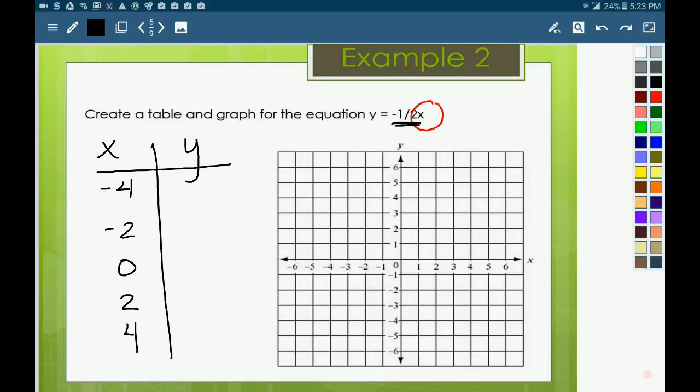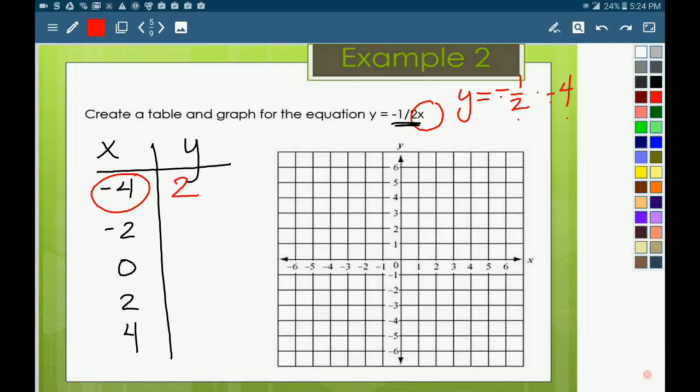So what I'm going to do is I'm going to show some work here and then I'm going to do it in my head. So y equals -1/2 and then I'm going to plug in -4 first. So times -4. Now you can type this in your calculator. I'm going to do this in my brain. I know that 1/2 of 4 is 2 and that a negative times a negative is a positive. So this output is going to be 2. I'm going to do the same thing for all of the other ones.